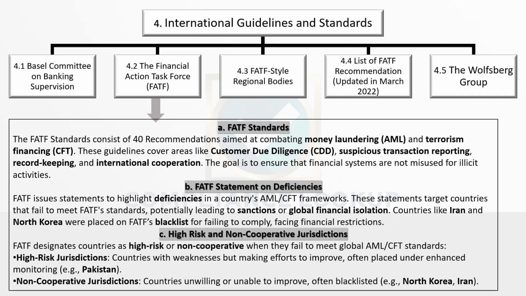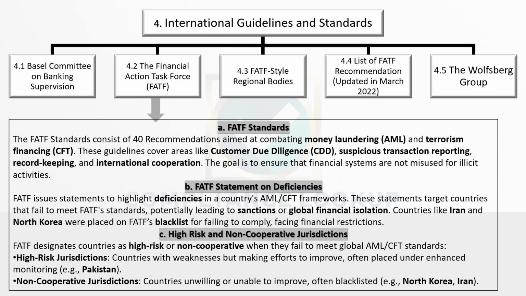C. High risk and non cooperative jurisdictions. FATF identifies certain countries as high risk or non cooperative when their AML CFT frameworks fail to meet global standards. This category includes: 1. High risk jurisdictions, countries that are seen as having serious weaknesses in their ability to combat financial crimes but are working to make improvements. These countries are typically placed under enhanced monitoring by FATF.